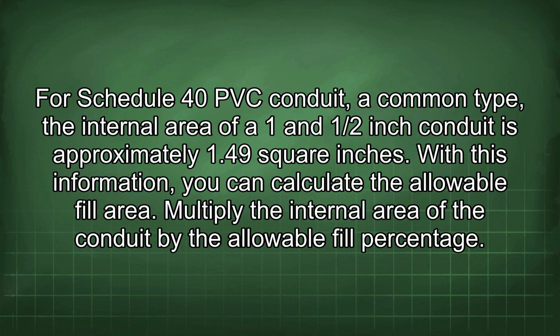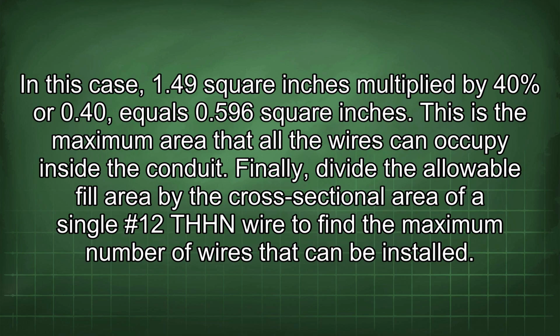Multiply the internal area of the conduit by the allowable fill percentage. In this case, 1.49 square inches multiplied by 40%, or 0.40, equals 0.596 square inches. This is the maximum area that all the wires can occupy inside the conduit. Finally, divide the allowable fill area by the cross-sectional area of a single #12 THHN wire to find the maximum number of wires that can be installed.